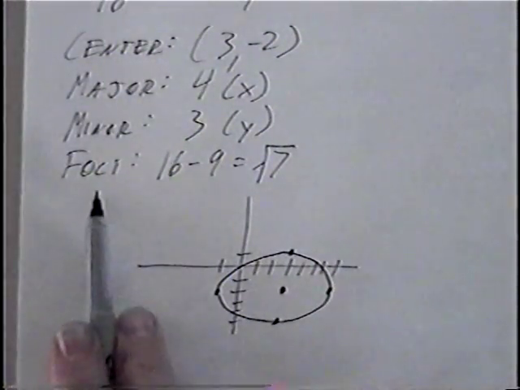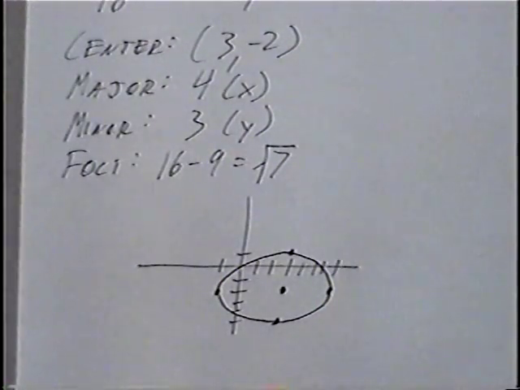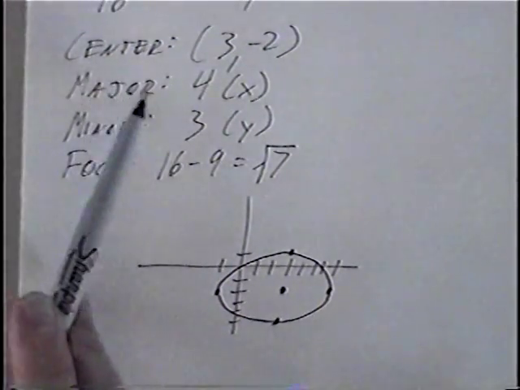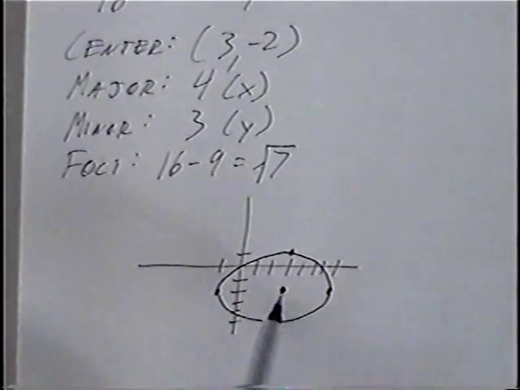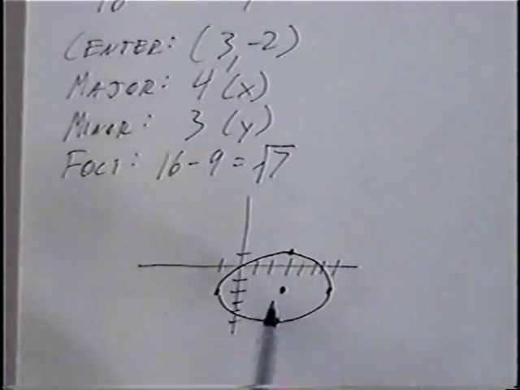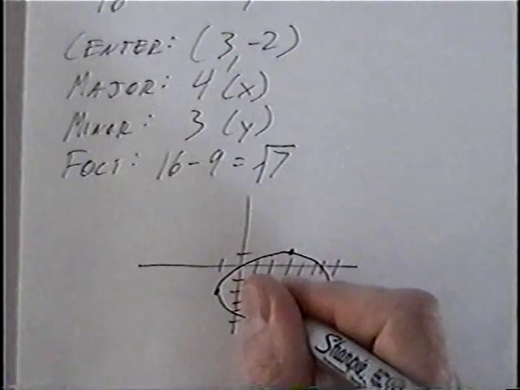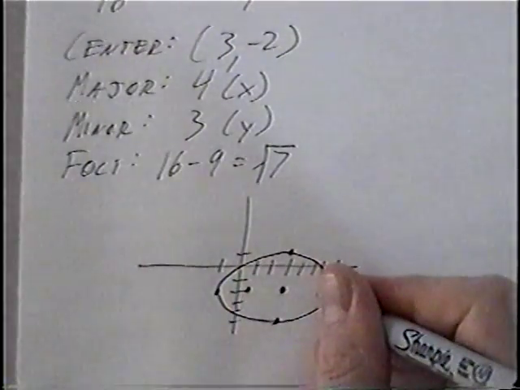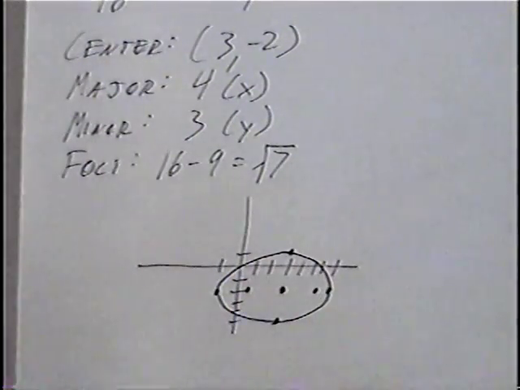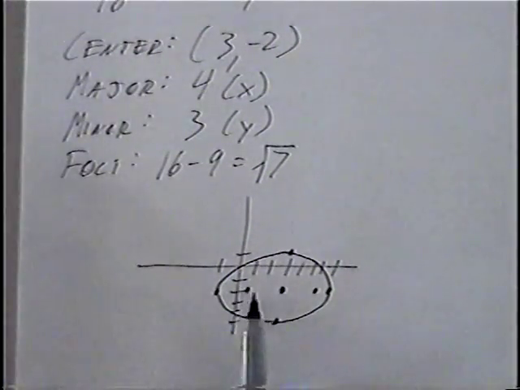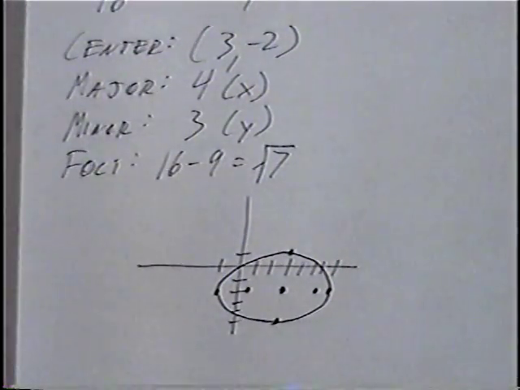And the last part, we want the foci distance. The foci will be 2 points inside the ellipse. From the center, it goes in the major axis direction. So we'll go in the x direction, and it'll go square root of 7, which is a little bit less than 3. So we'll have 2 points inside the ellipse for the 2 foci points.